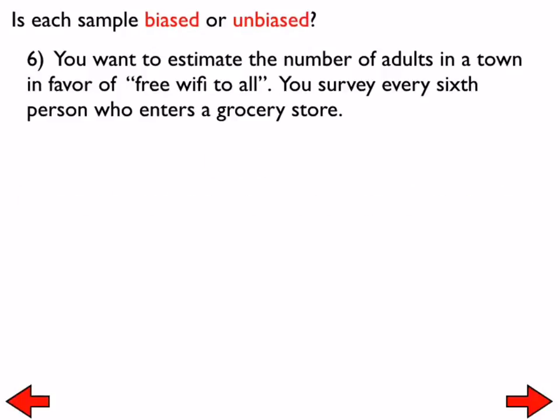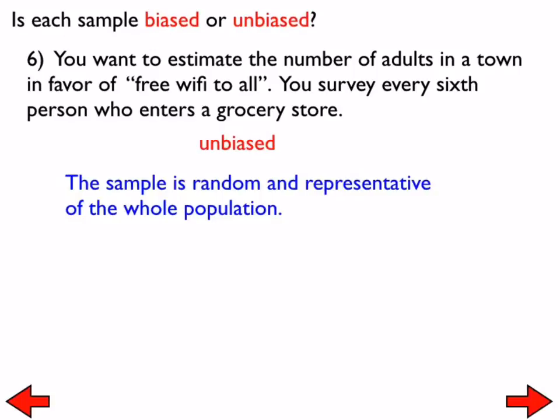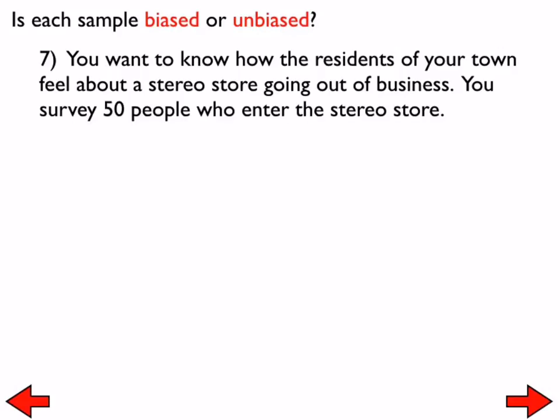Number 6, you want to estimate the number of adults in a town in favor of free Wi-Fi to all. You survey every 6th person who enters a grocery store. That is unbiased because the sample is random, which is what we want it to be, and representative of the whole population.